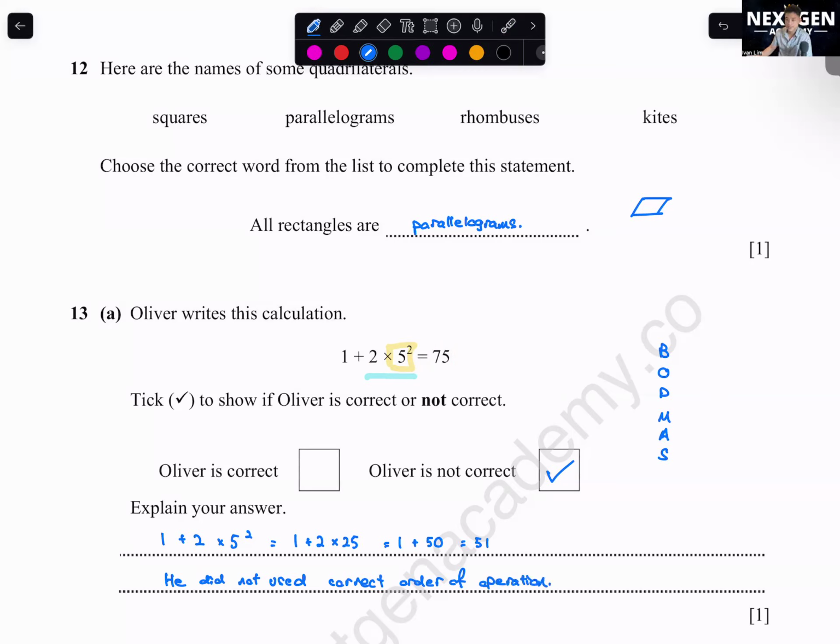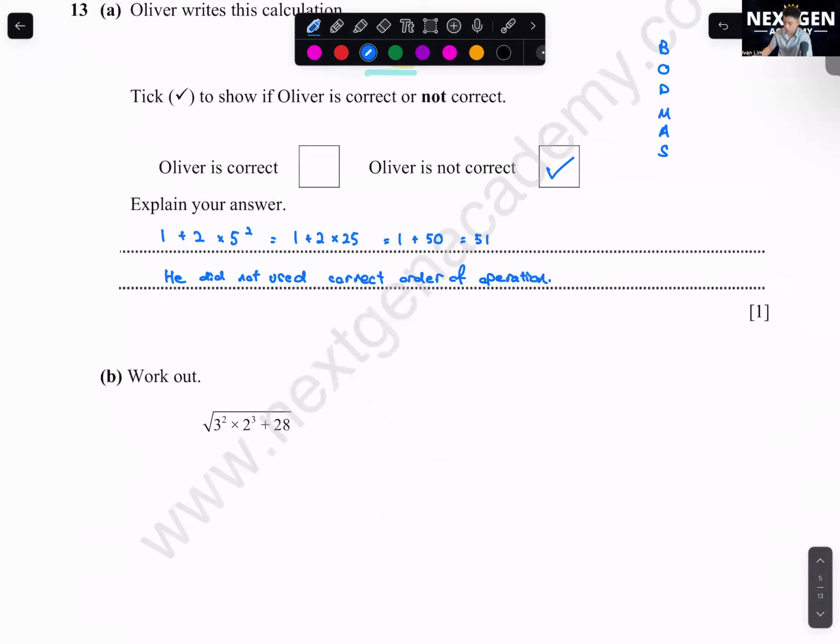Okay, let's go to the next one. 13b: work out the square root of 3 squared times 2 cubed plus 28. Sean asked if he can use the value of 5 squared, then multiply that value with 2, then add 1. Yes, can also, but very long. As long as there is the correct explanation, it's fine.